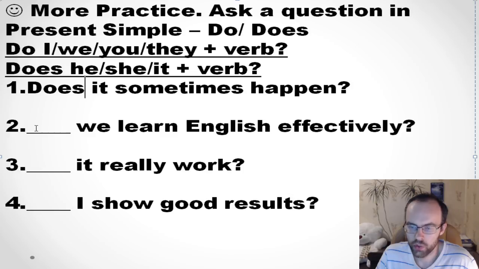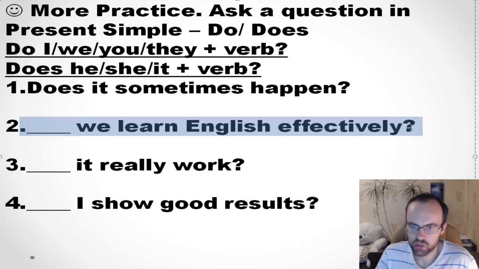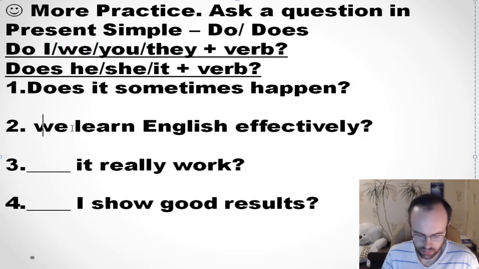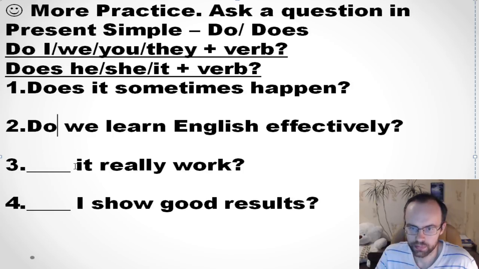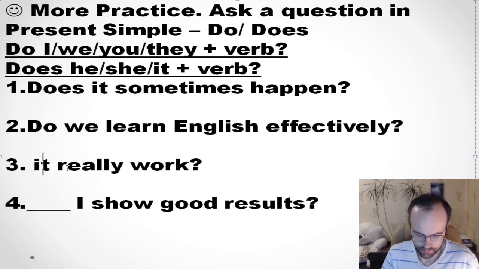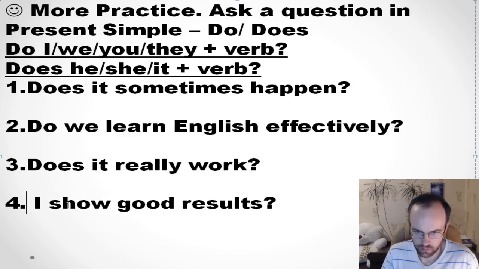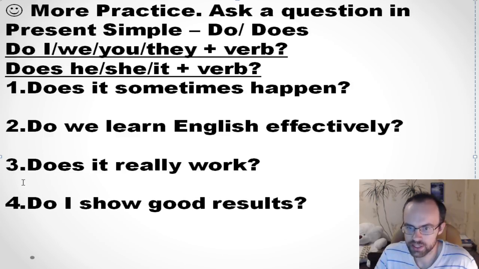Next, do we learn English effectively? Or does we learn English effectively? We. Do I, we, you, they? Do we learn English effectively? Does it really work? Or do it really work? It. Does he, she, it? Does it really work? Do I show good results? Or does I show good results? Do I, we, you, they? Do I show good results?